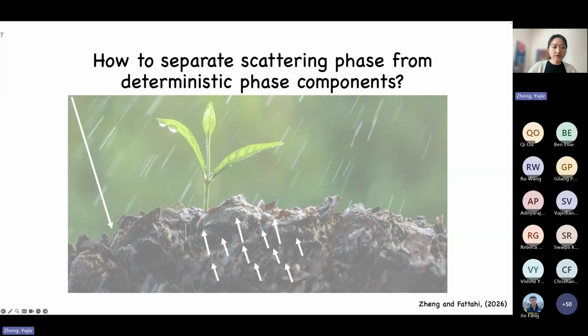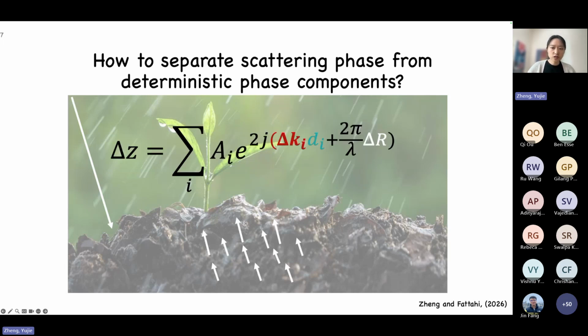This is a simplified picture of microwave interacting with soil. As you can see, the incident wave penetrates the surface and interacts with multiple scatterers at different depths. And each of these scatterers will contribute a complex return with some amplitude and its own phase delay. And we can divide the phase delay into two parts. One is related to the propagation within the soil. So the D here represents depths to each of these scatterers. And the wave number here is a function of the soil moisture.